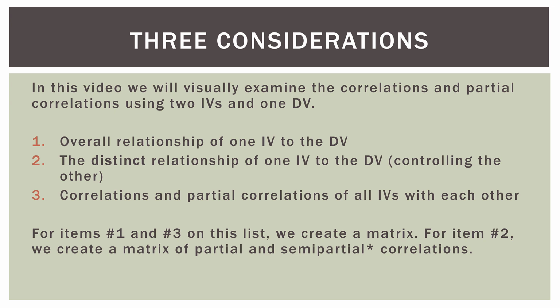So for items 1 and 3 on this list, we create a matrix. And for item number 2, we create a matrix of partial and semi-partial correlations. Now I put an asterisk by semi-partial because in a video or two from now, that's where we're going. A partial correlation is a step towards understanding semi-partial correlation, which will then lead into how we build regression models. So we're just going step by step. We'll get to semi-partial correlations very soon in the playlist.